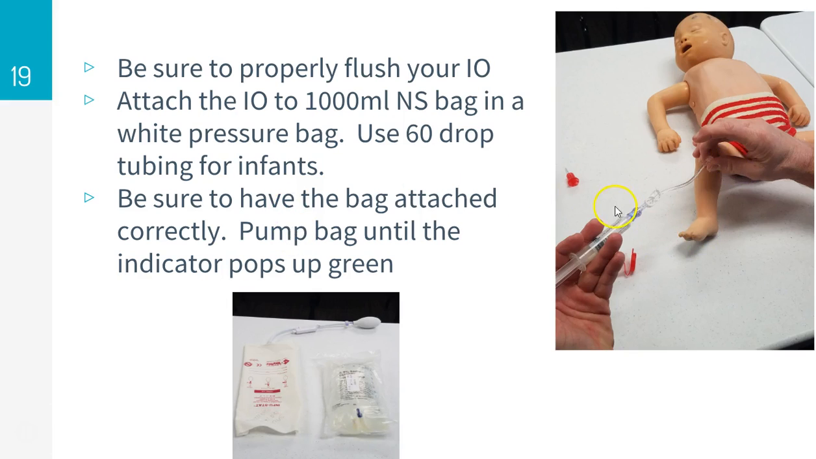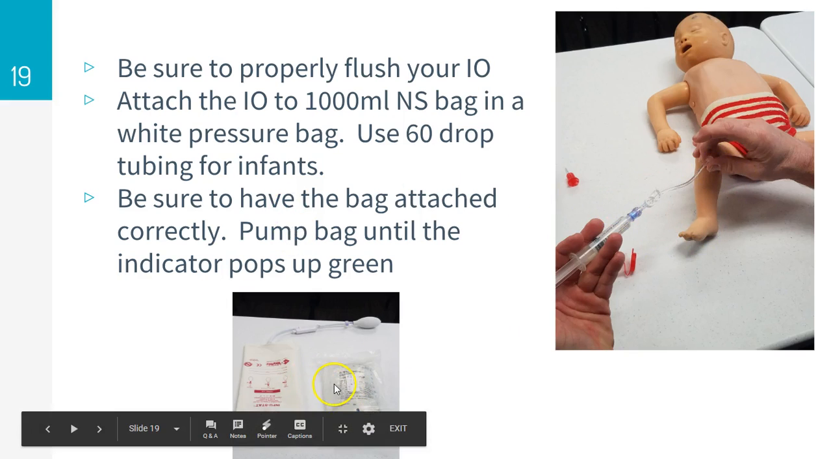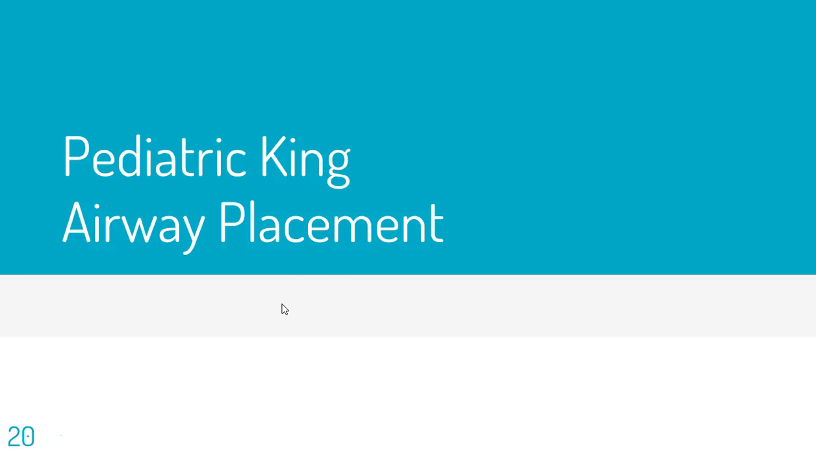The IO needs to be flushed, and then we should be using a 1,000 milliliter bag within the pressure bag. Make sure you pump the bag until a little green pops up on the handle right here to tell that there's been enough pressure to properly infuse the patient via IO.